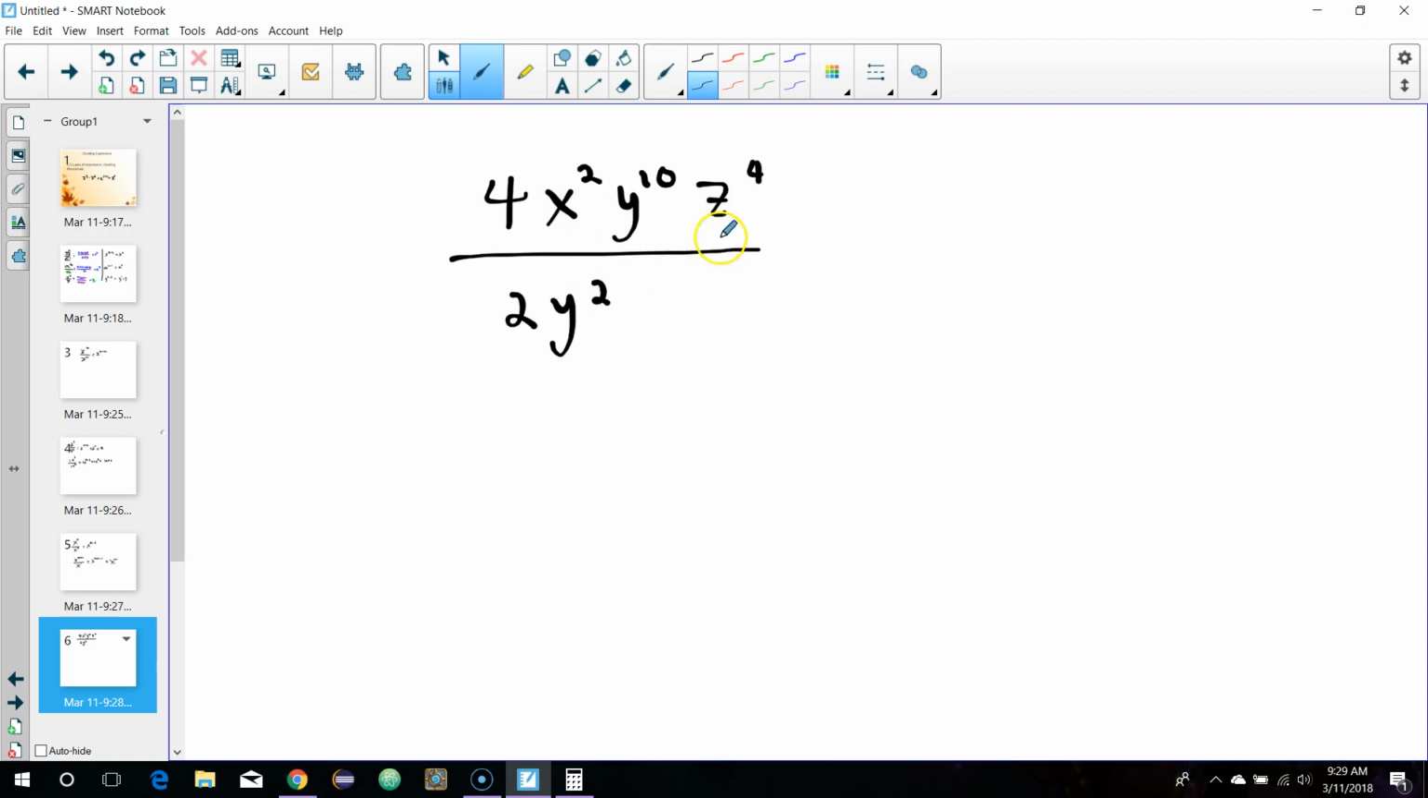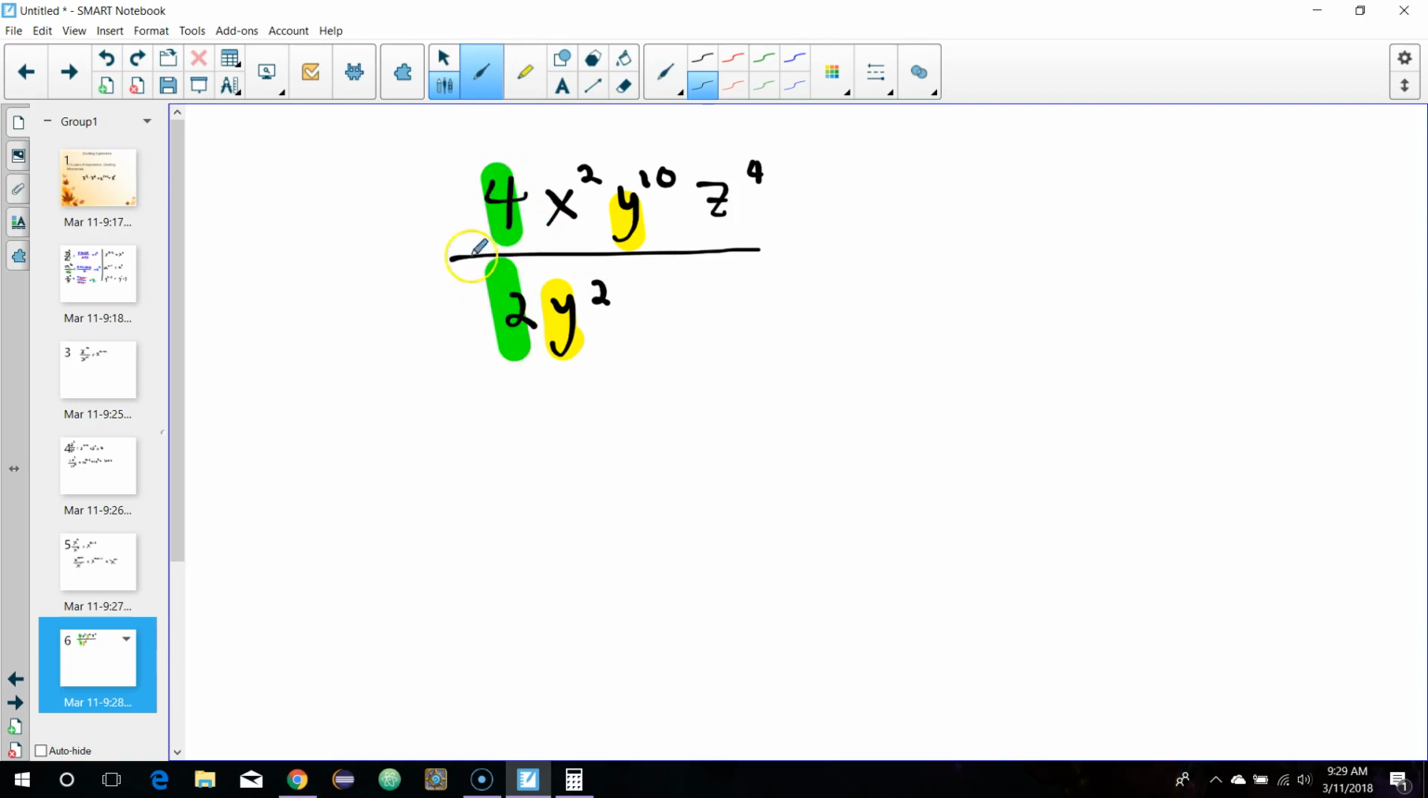Obviously, if we're looking at the base, we only have the y having the same base. So the x and the z, we are not going to touch. We cannot do anything about them. We cannot do any subtraction, and I cannot multiply them. And then the other thing you have to be careful about, some students always skip this bit, is the 4 and 2. They are just on their own. 4 divided by 2, you should be able to do it. Just don't skip that step.